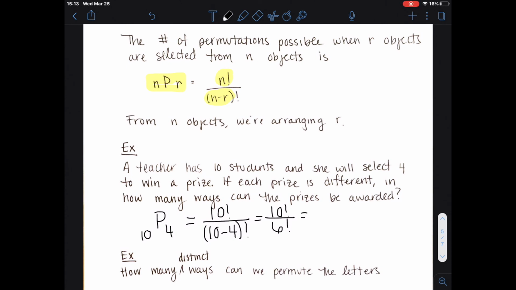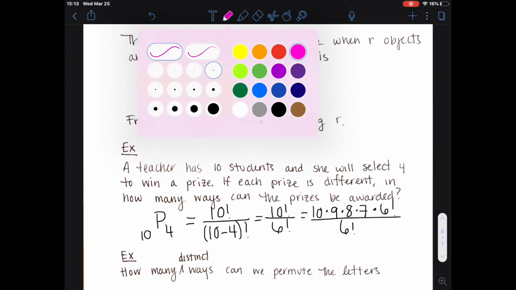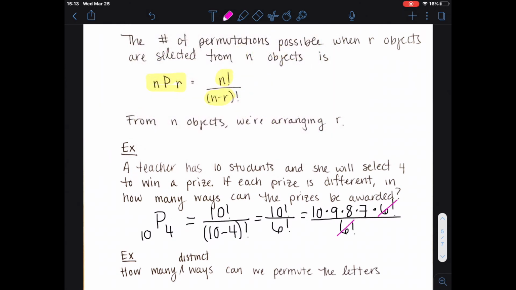And if we want to simplify this, the 10 factorial you can write as 10 times 9 factorial. You can pull that off, get an 8, get a 7, and then all the way down to a 6 factorial. So it makes it nice. So the 6 factorials cancel. And so basically you have 10 children for that first prize, 9 for the second, 8 for the third, 7 for the fourth. So there's 5,040 ways she can give these 4 prizes away. Okay.